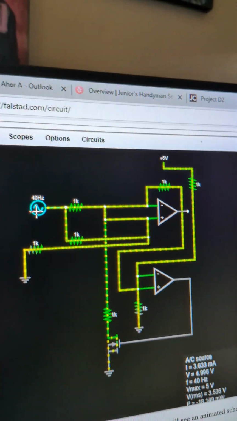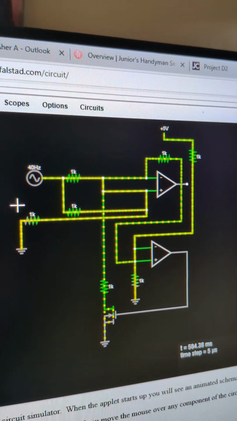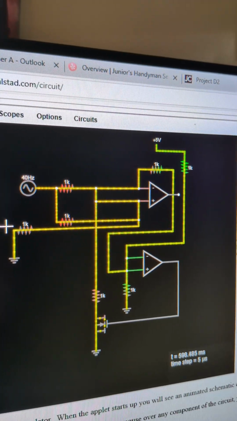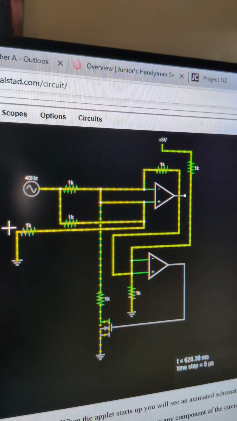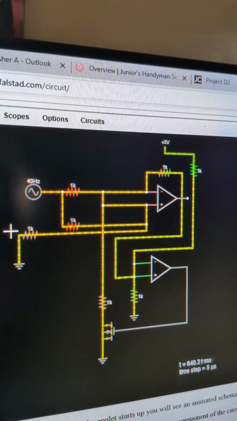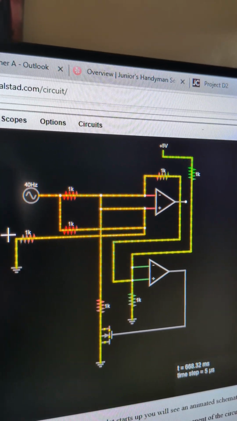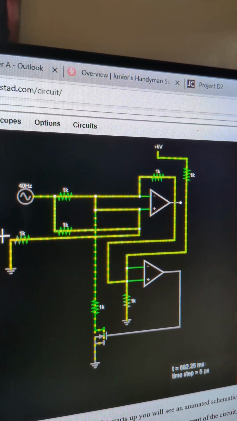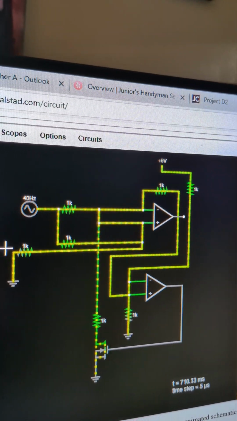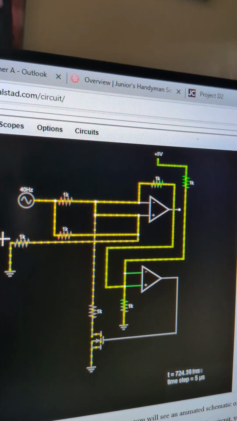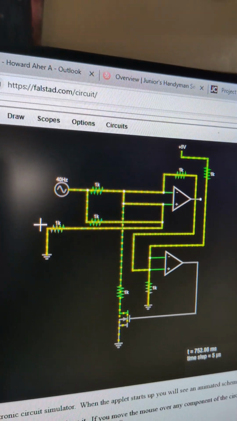Overall purpose: the primary purpose of this circuit is to generate a stable, continuous sinusoidal or near-sinusoidal waveform at a specific frequency, being 40 hertz. I cannot pronounce that word properly. Now the components, their functions, and the interactions between these components.